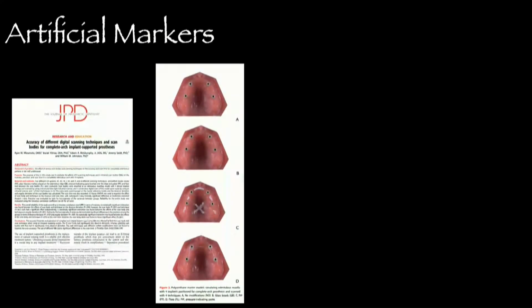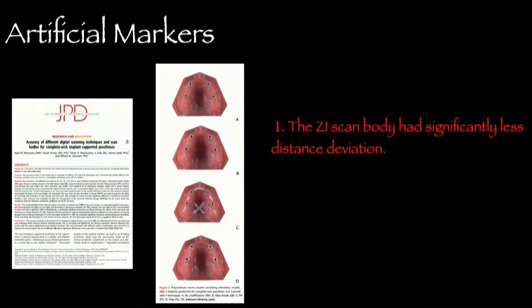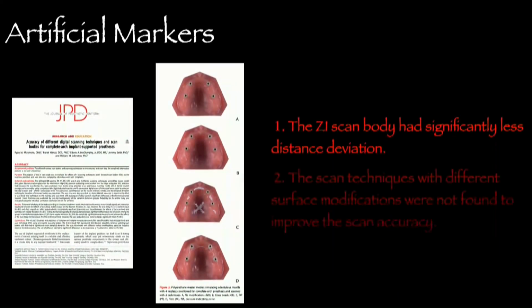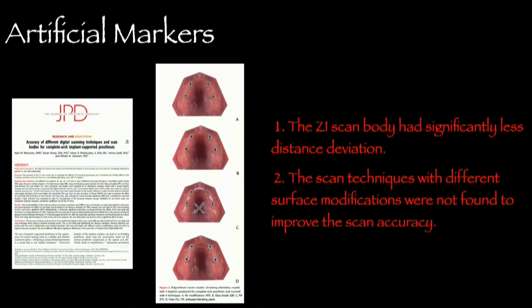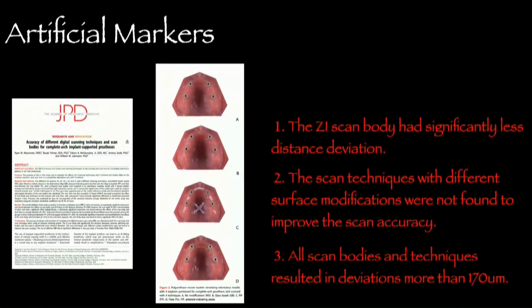Ryan Mazumoto's paper was probably one of the first to be published and describes using artificial markers and using several techniques to do that. His conclusions were a bit interesting. The first conclusion and recommendation is to use scan bodies with simple geometry versus complex. Techniques really didn't make a difference, and adding artificial markers did yield distortions of more than 170 microns, which is a bit beyond what we are looking for. What we are looking for is somewhere less than 150 microns. So artificial markers back then didn't work.